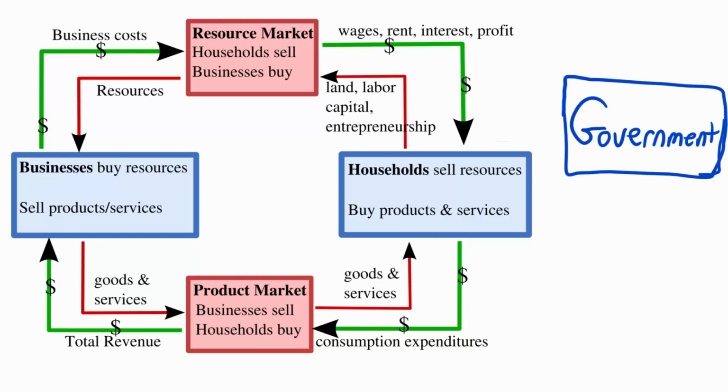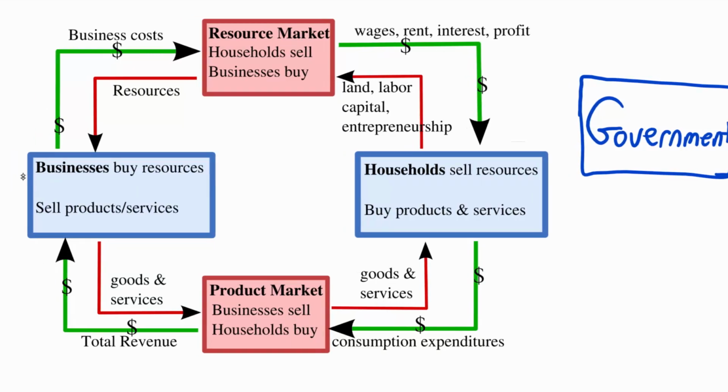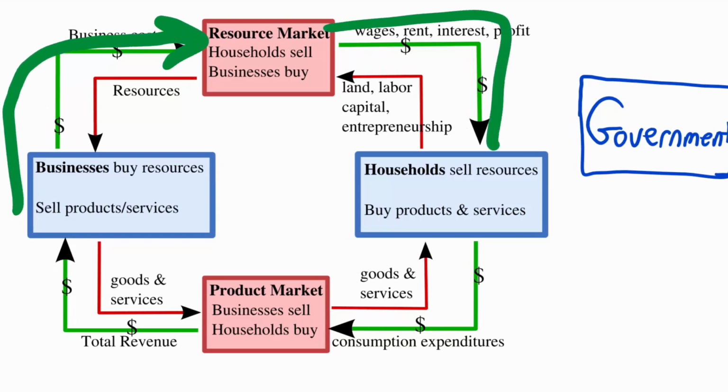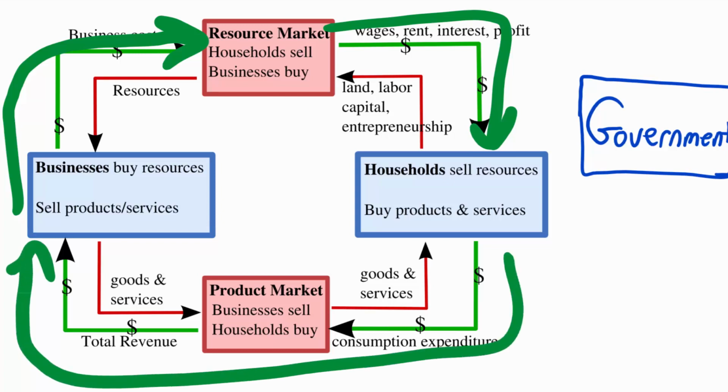And if these businesses aren't sending their money to the government, maybe that would mean more money that they could send around into the resource market and back into households' pockets and keep this circular flow going to get the economy going again. So that's one way we could expand this to add some other interesting ideas into this circular flow model.